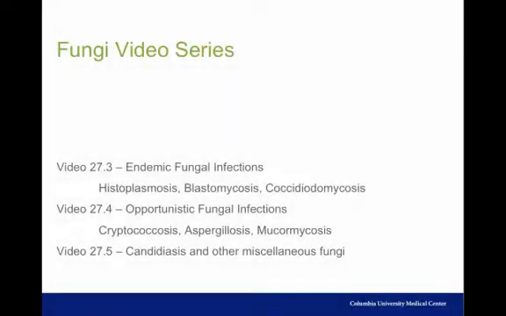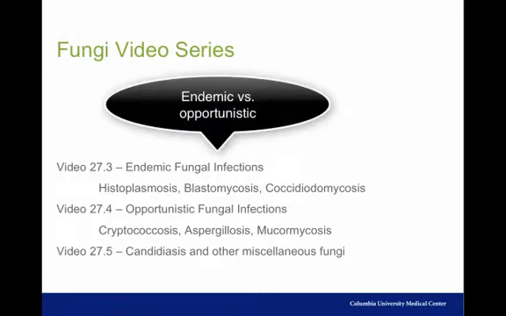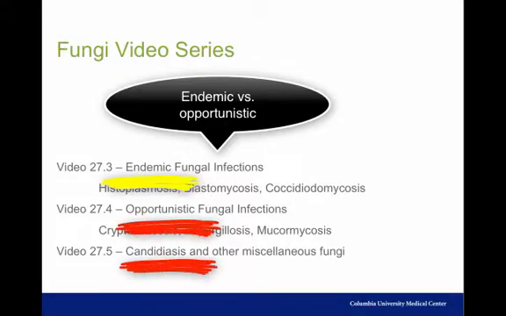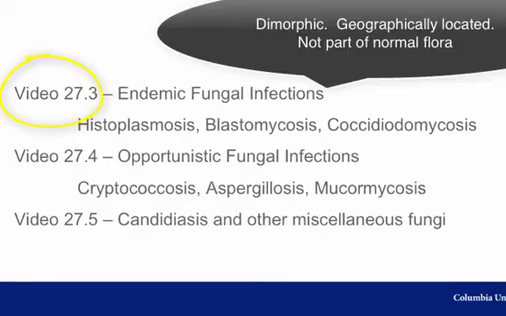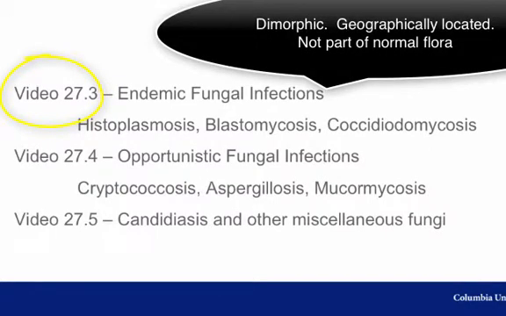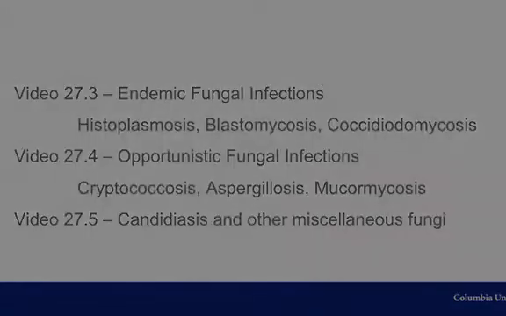The next 3 videos in the series will focus on epidemiological distinctions of infections, specifically the endemic mycoses and the opportunistic mycoses. Our discussion of the endemic mycoses will focus on 3 fungi, each a group of dimorphic organisms. These fungi are not part of a normal microflora. It's very helpful to understand the basic pattern that results from this group of organisms.